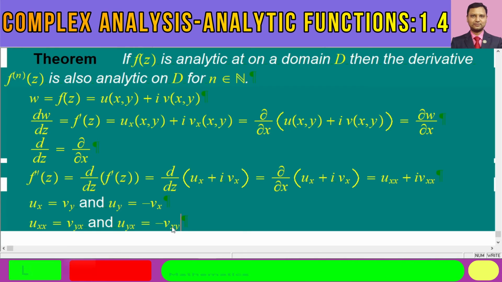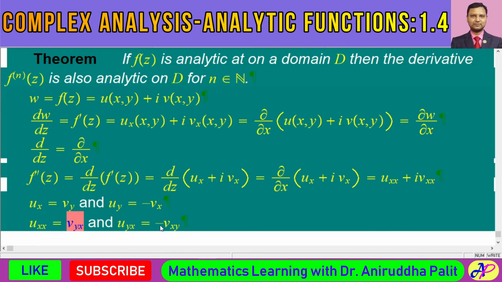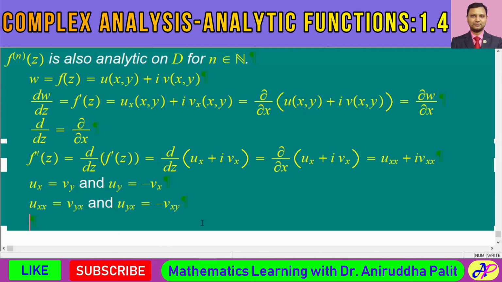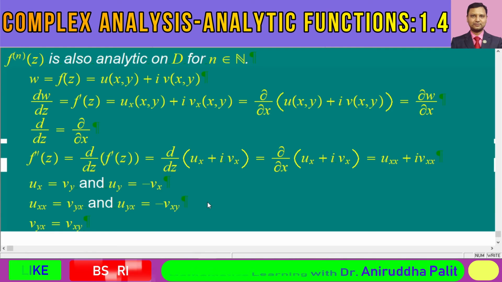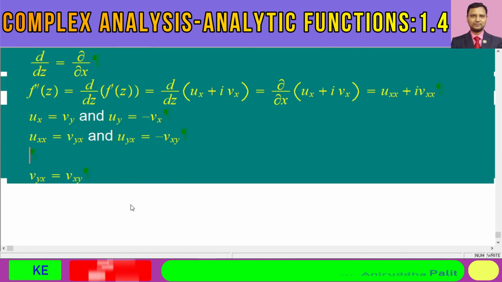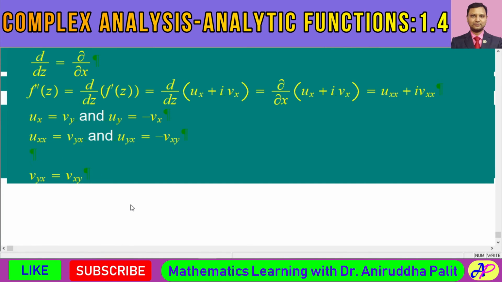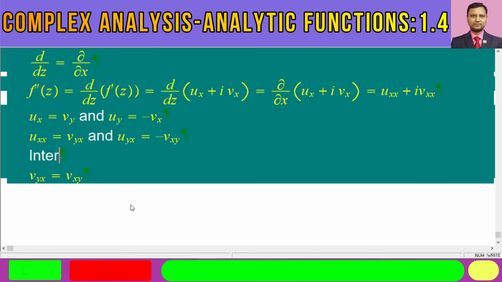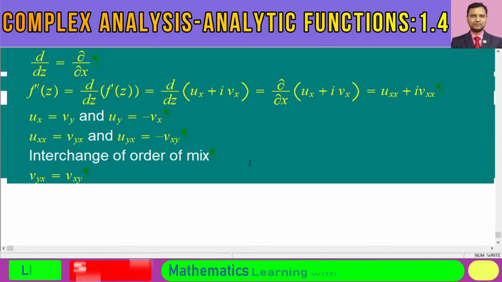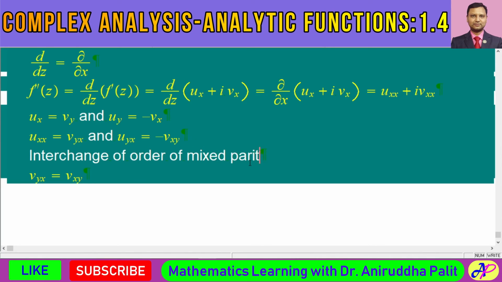If the partial derivatives vxy and vyx are all continuous, then one can prove that we can interchange the order of these partial derivatives. These are two standard results in the functions of several variables. I am not going to state all these results. This is about the interchange of the order of mixed partial derivatives.